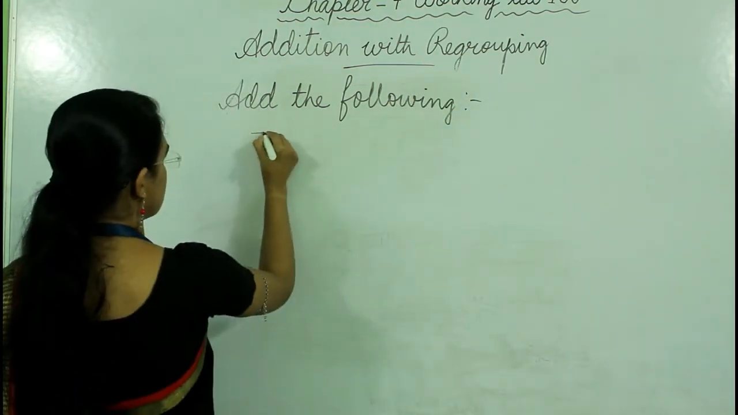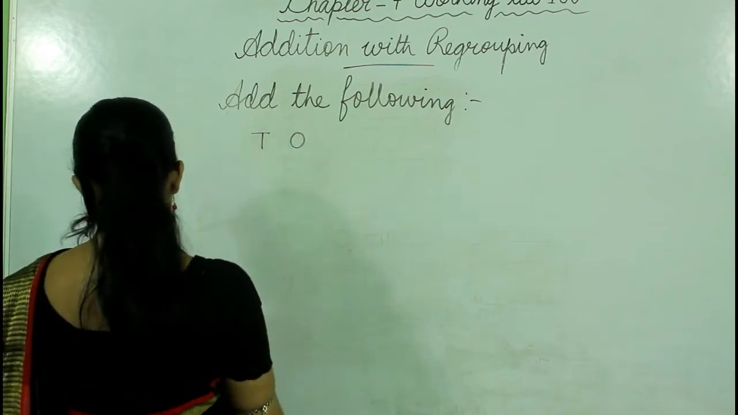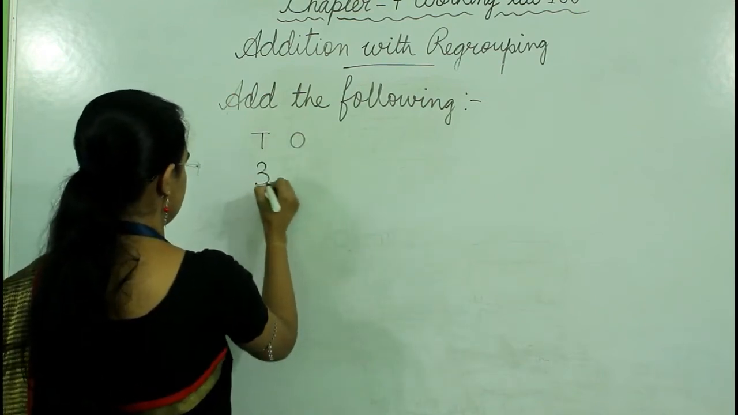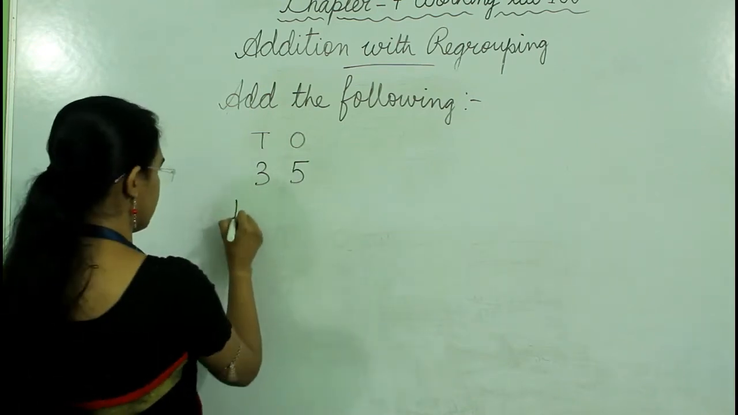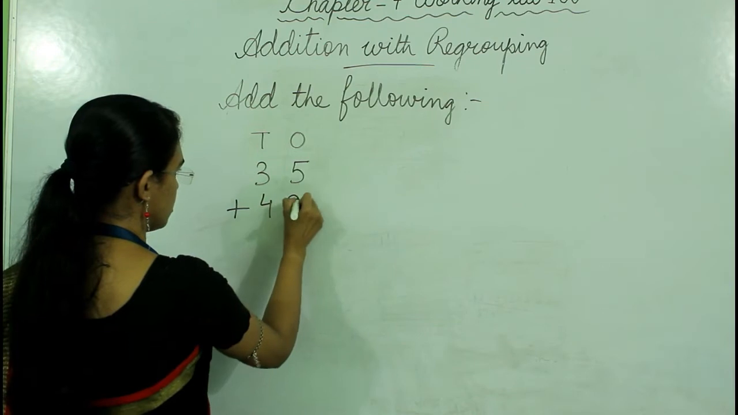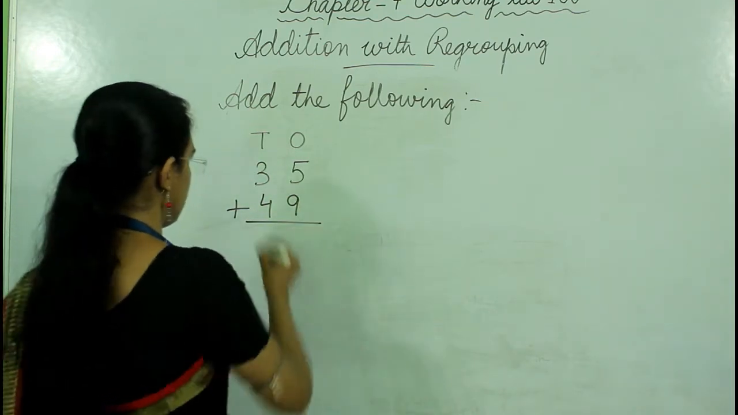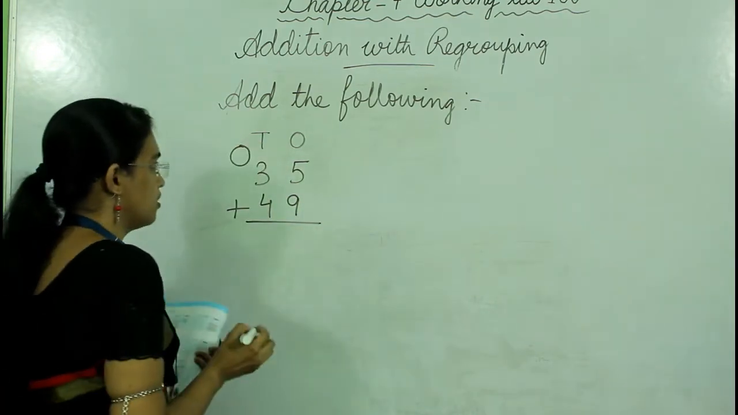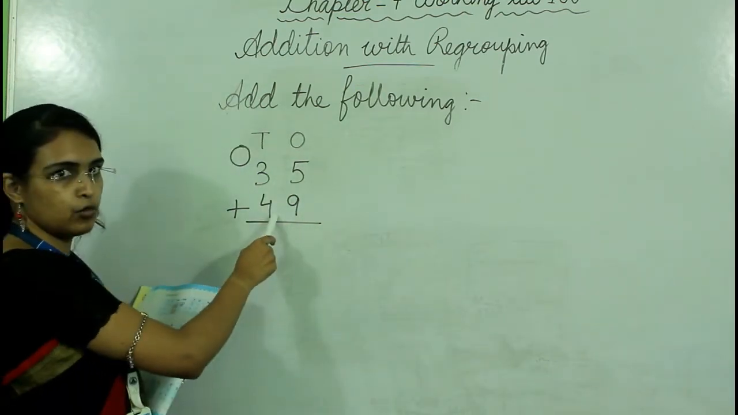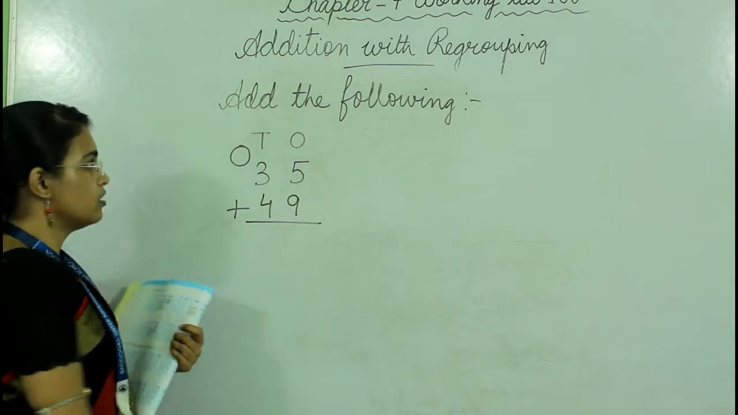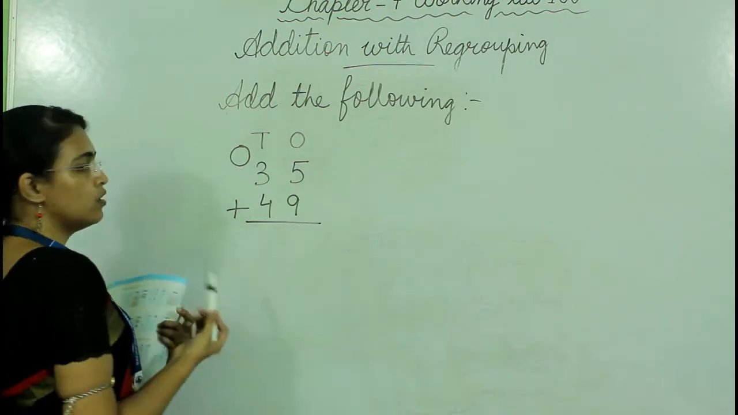First question is tens, ones. 3, 5. 35 plus 49. Now look here, we have 35 and 49. Both are 2-digit numbers. So first we have to do what?